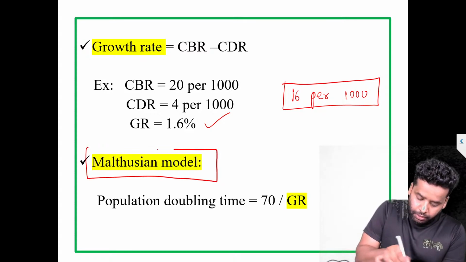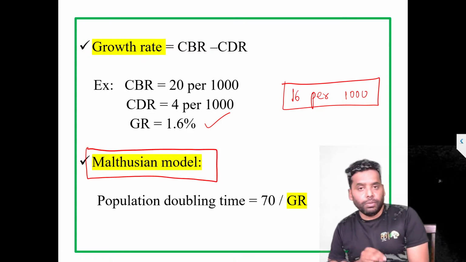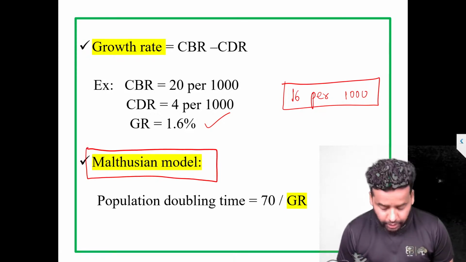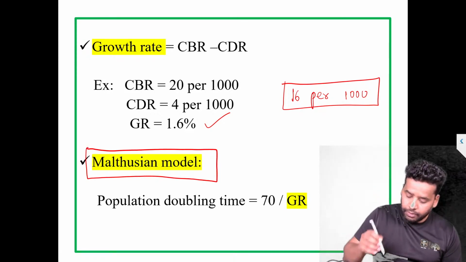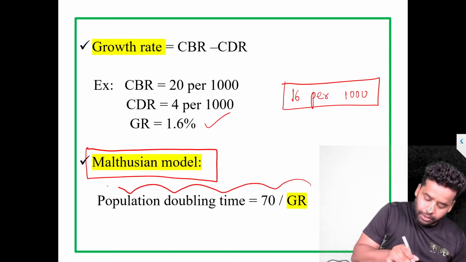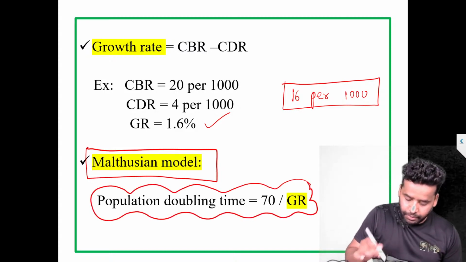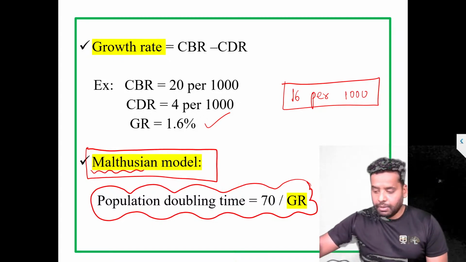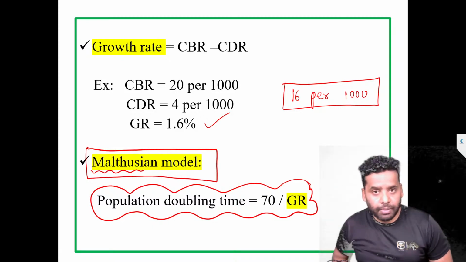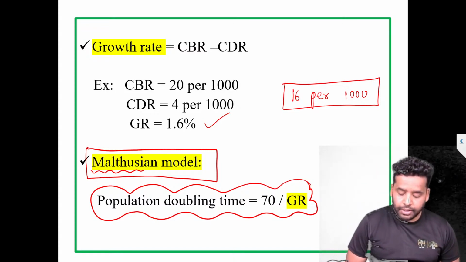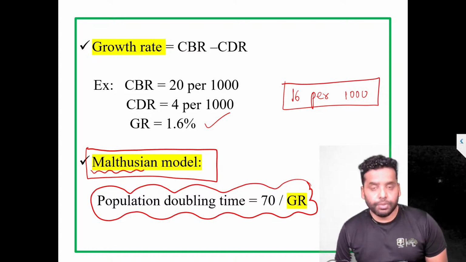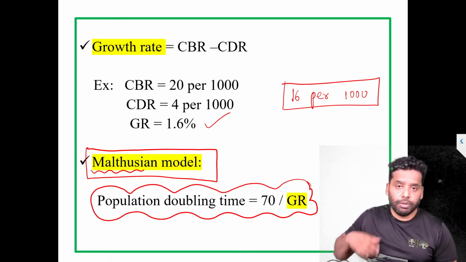Write this formula also. Malthusian model will estimate population doubling time. The formula is already given to you: 70 by growth rate. This was devised by Malthus. He was a famous demographer, and the formula given by Malthus is used to estimate population doubling time. If growth rate is more, population doubling time will be less.